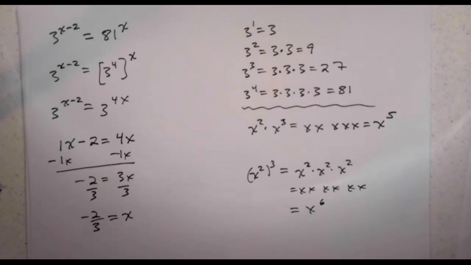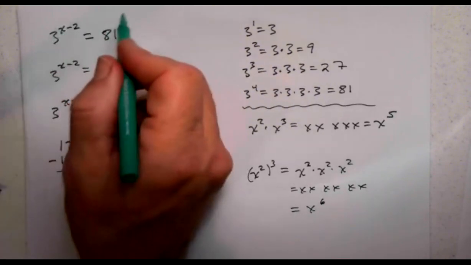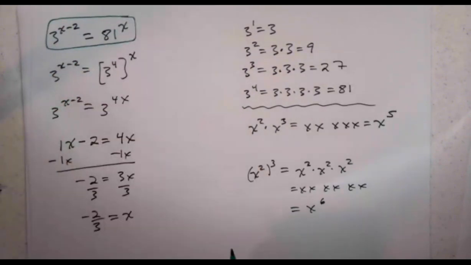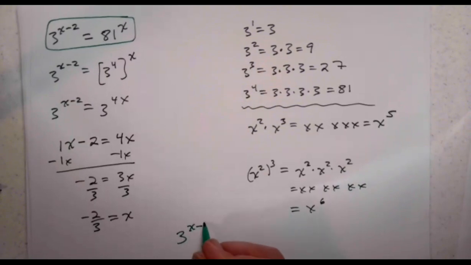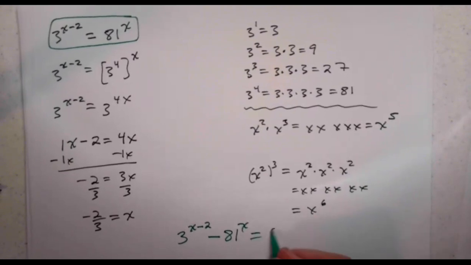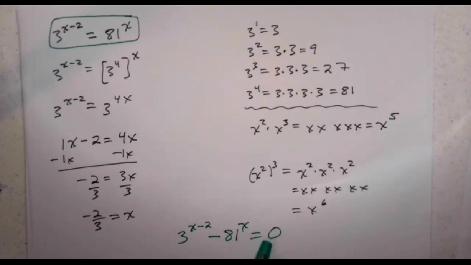And let's see if I can check this. So what I have is 3 to the x minus 2 equals 81 to the x. And I'm going to rewrite that just slightly and say that's equivalent to saying 3 to the x minus 2 minus 81 to the x equals 0. And let's see if I can figure out what x has to be for that to be the case. And I think it should be negative 2/3. So I'm going to jump to the graphing calculator.